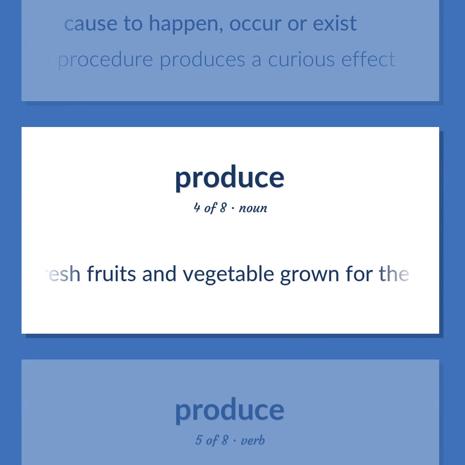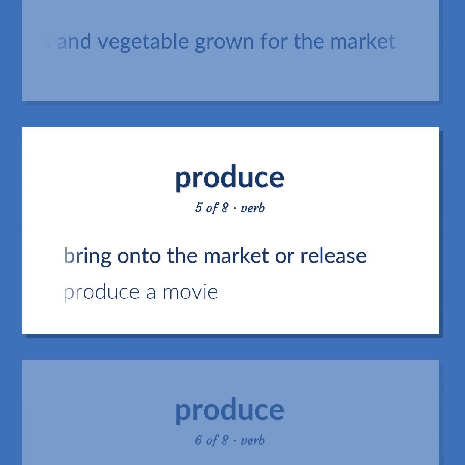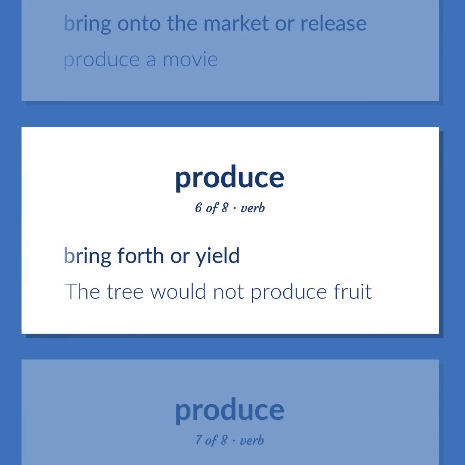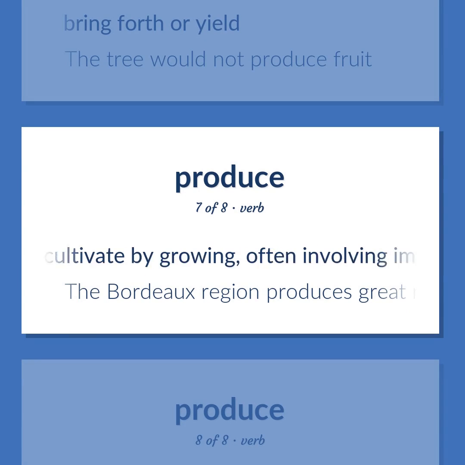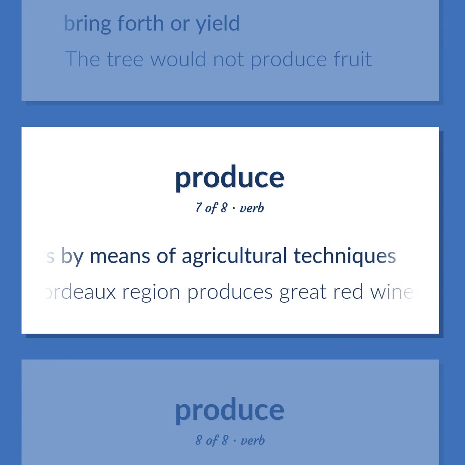Fresh fruits and vegetables grown for the market. Bring onto the market or release. Produce a movie. Bring forth or yield. The tree would not produce fruit. Cultivate by growing, often involving improvements by means of agricultural techniques. The Bordeaux region produces great red wines.